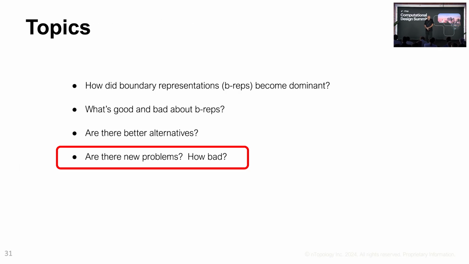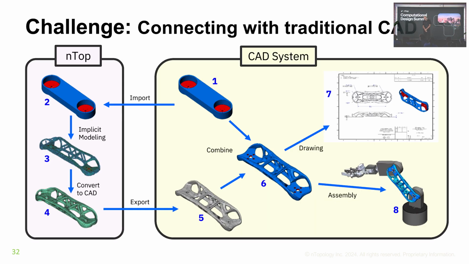Are there new problems? You know, there's no free lunch. We've invented this new approach to modeling, but it solves a lot of the problems with BREPs. And the question is, does it create any new ones? Well, yes, of course it does. And the big one is we've made an island for ourselves. This implicit modeling world is a beautiful little island, but we've got to connect it to the mainland of BREPs and traditional CAD and what have you. And making that connection is one of the biggest problems that we face.